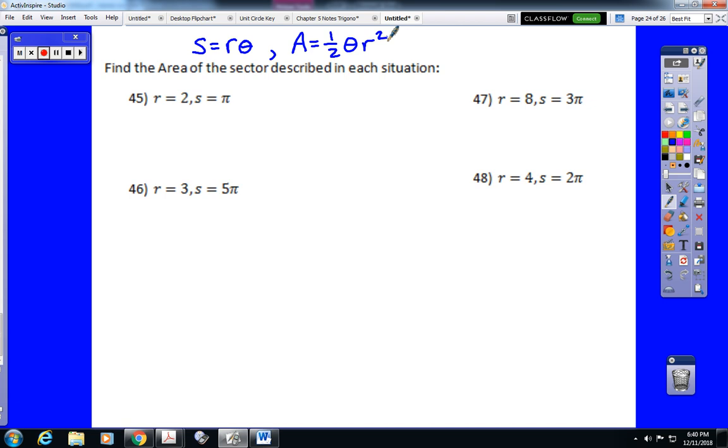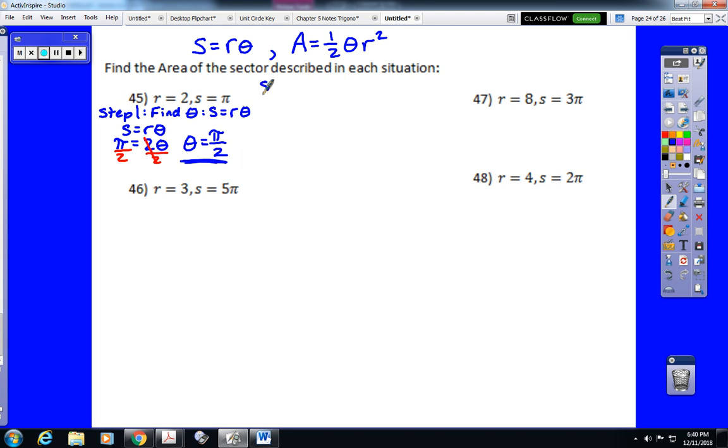We're going to start off finding theta. So step 1, we're going to find theta. And we're going to do that using the equation S equals R theta, just like we did in the previous section. So S equals R theta would be pi equals 2 theta. We divide by 2 to get theta by itself, and that gives us that theta is pi over 2. That is the first step, but we're not done.